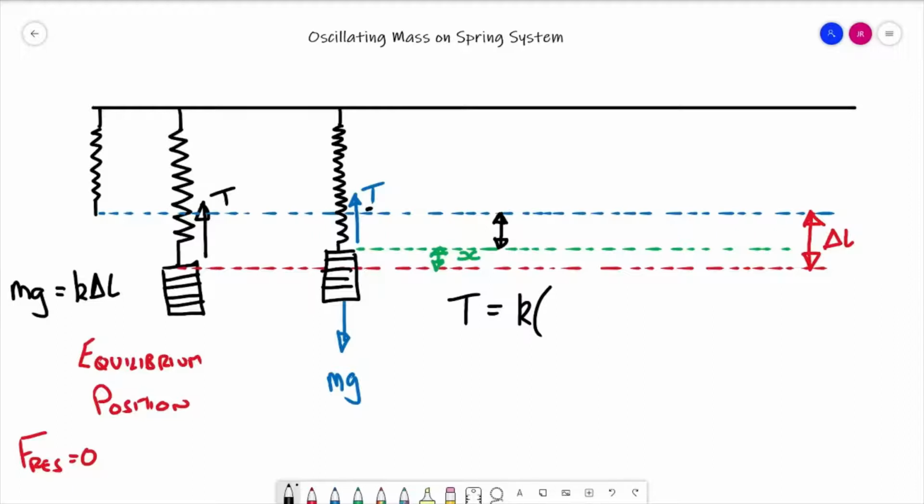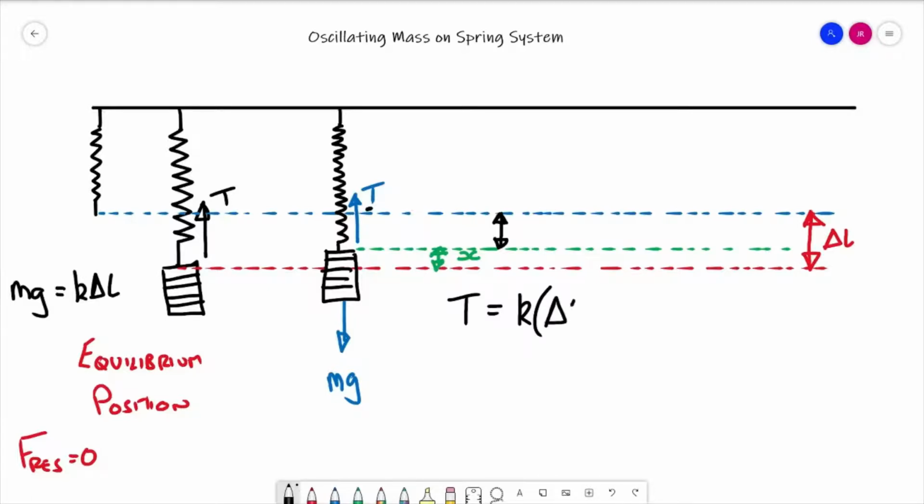Now, in order to work out that, we're not going to give it a new symbol, we're going to use the ones that we've currently got. And hopefully we can see that the black double arrow there that I've got is equal to the red one, delta L, subtract from that the green one, x.